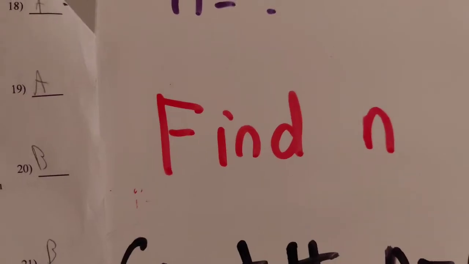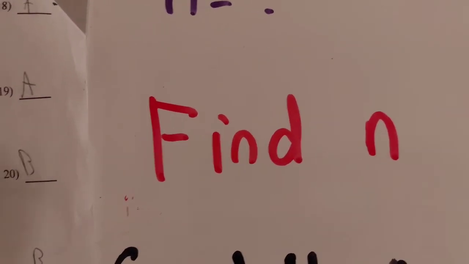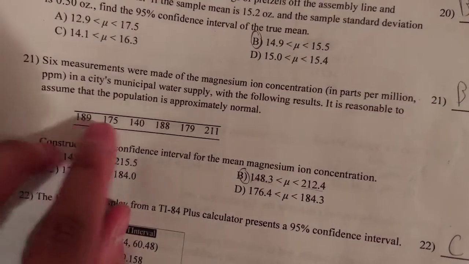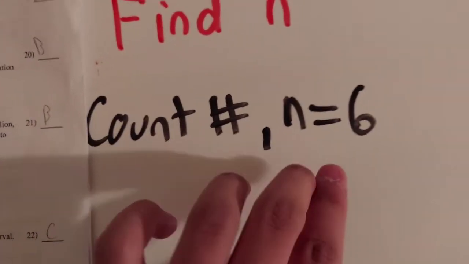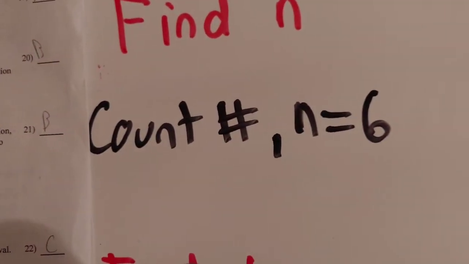So let's do that. Finding n is pretty straightforward. We're just going to count the numbers. So counting the numbers, 1, 2, 3, 4, 5, 6. And with that, n equals 6.